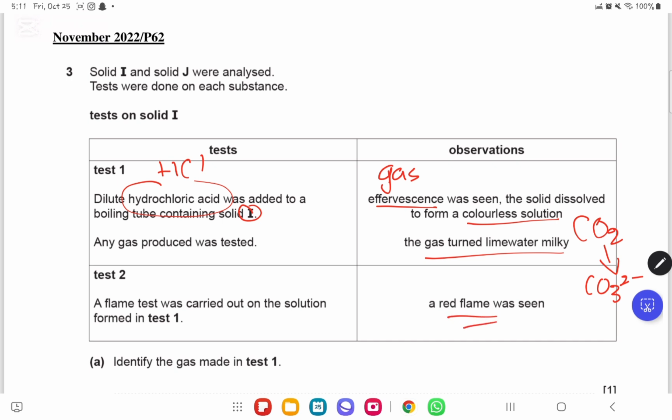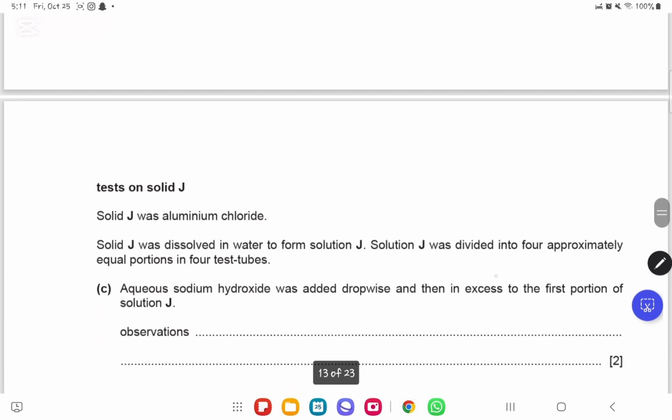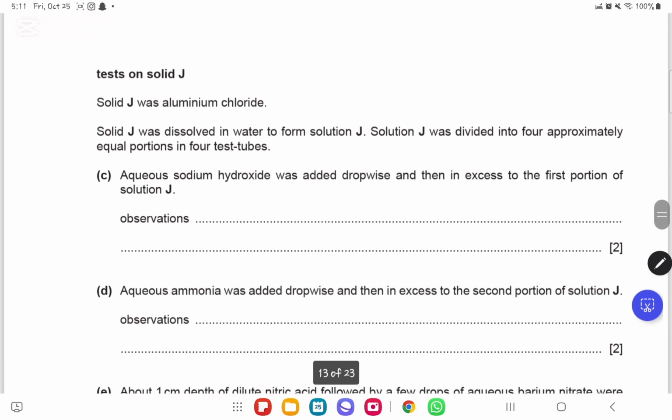A red flame. Red flame means lithium, which is Li+. Be careful if they tell you a brick red flame or a crimson red flame. Majority of the time, if they tell you a red flame, it means lithium. If it was Ca2+, they would tell you a brick red flame. So definitely it's lithium, and then the solid I is Li2CO3. So part A is to identify the gas. It is CO2, carbon dioxide. The solid I is Li2CO3.